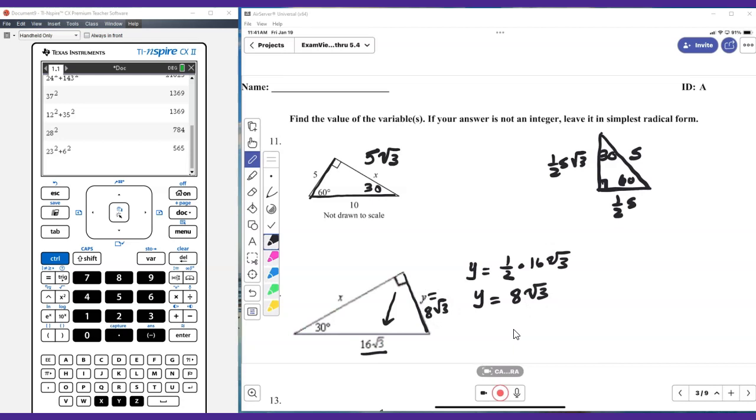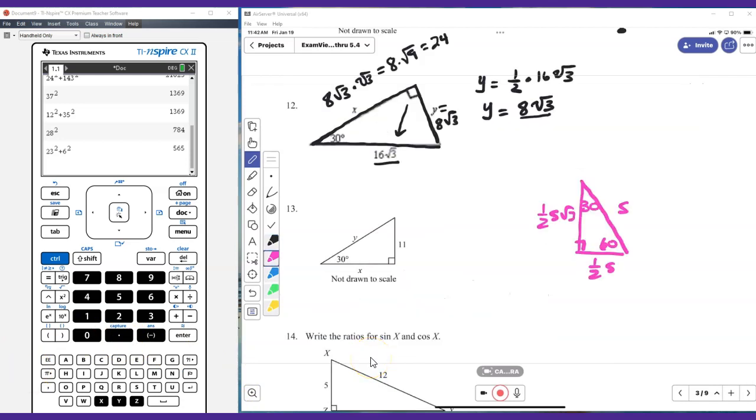Remember that the longer leg will always be the shorter leg times the square root of 3. In this case, it's 8 square root of 3 times the square root of 3. So square root of 3 times square root of 3 is square root of 9, so you have 8 times the square root of 9. And the square root of 9 is 3, so 8 times 3 is 24. So the length of the longer leg is 24. The length of the shorter leg is 8 square root of 3. And the length of the hypotenuse is 16 square root of 3.